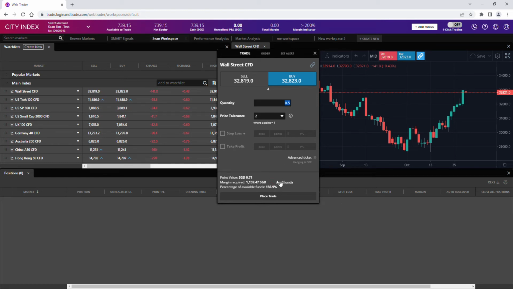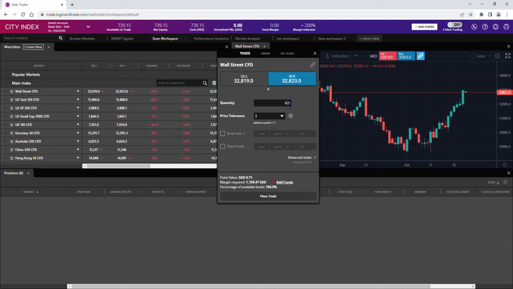There will be an exclamation mark. It will tell you the margin required for this trade needs to be less than your available to trade. So what does it mean? Looking at the cash in this account, I have $739.15, and therefore my available to trade is $739. However, this trade requires $1,159. Therefore, I am not able to click the place trade button, if you realize.